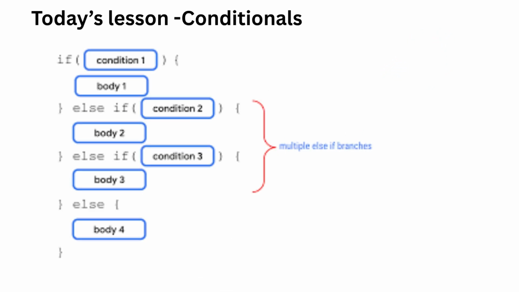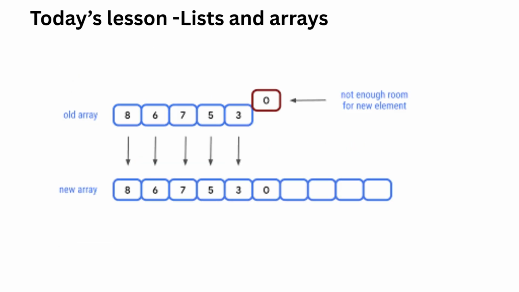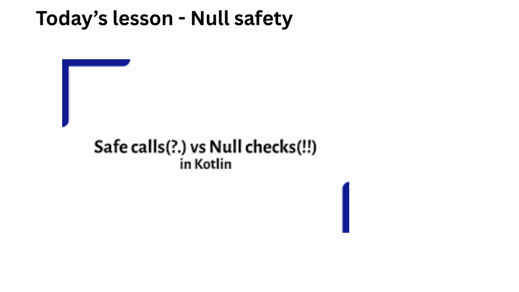Today, we'll be covering something different, but an extension of what we had learned previously. So, the first thing we're going to cover in this lesson is making decisions using conditionals, then work with lists and arrays to store multiple values, understand null safety, which helps keep our app from crashing, and finally we will wrap up with a short recap.